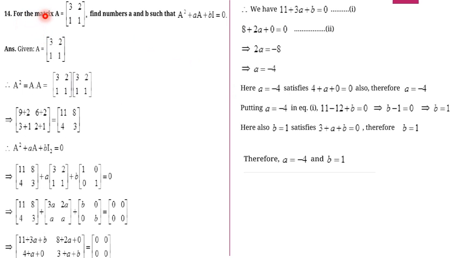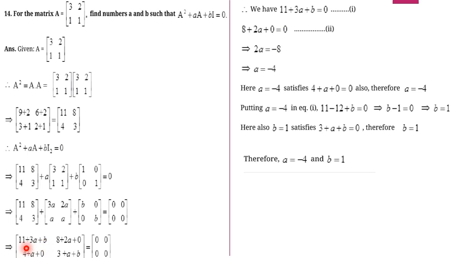Next question is, for the matrix A, find numbers a and b such that A square plus aA plus bI equals 0. Now A is this matrix. We first find out the A square matrix. Here A square is this. We got 11, 8, 4, 3. Then we have A square plus aA plus bI2. So these values we substitute here. After substituting the values, you equate it to 0, 0.